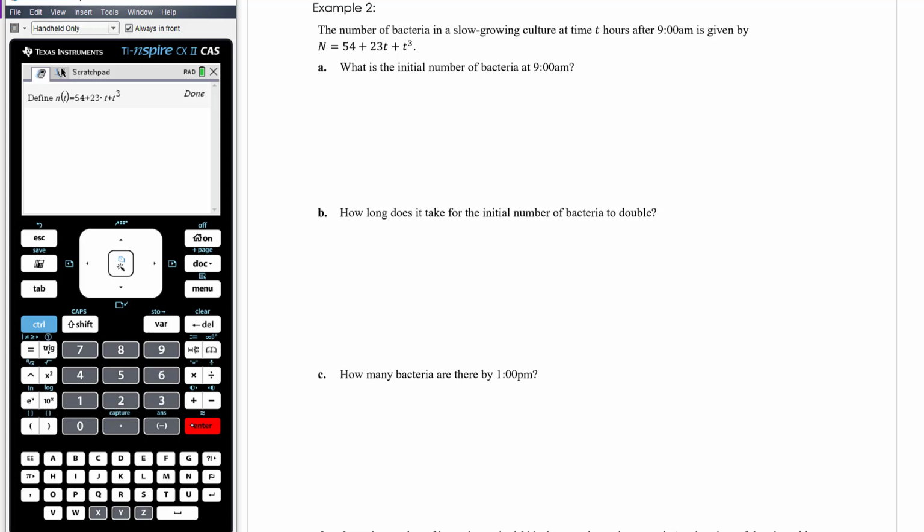What is the initial number of bacteria at 9 a.m.? Okay, so initial number is when t equals 0. So we want n of 0. Now, I can do this much quicker by hand than my CAS, although it's very quick with my CAS as well. Clearly when t equals 0 here, we get 54. Now, units, so we've got 54 bacteria at 9 a.m. In my CAS, simply typing n of 0, replacing t with 0, 54.